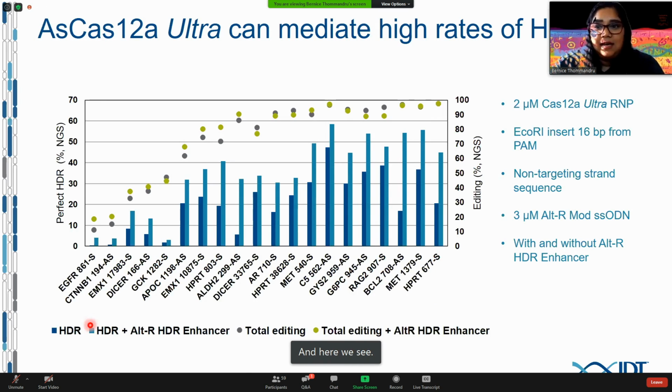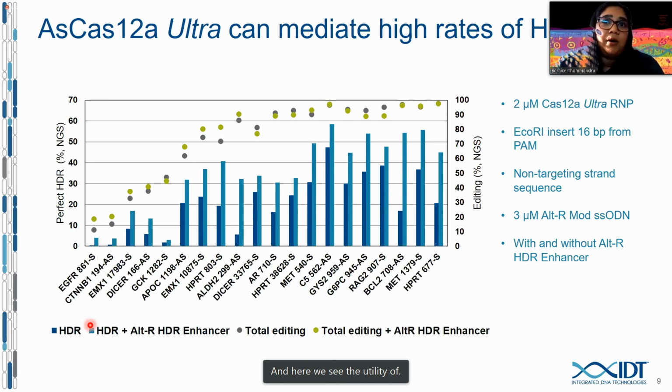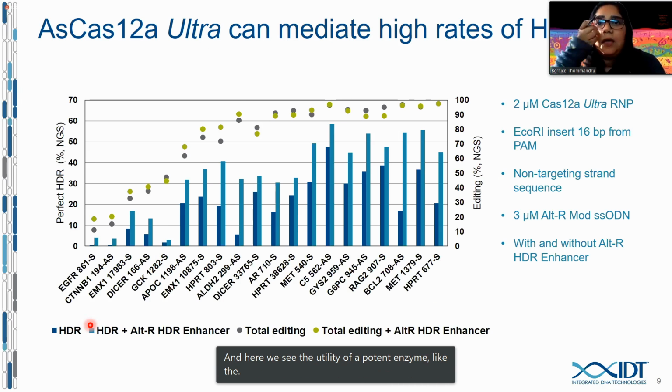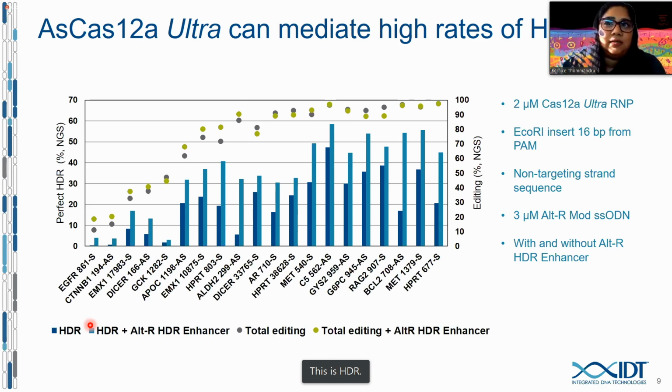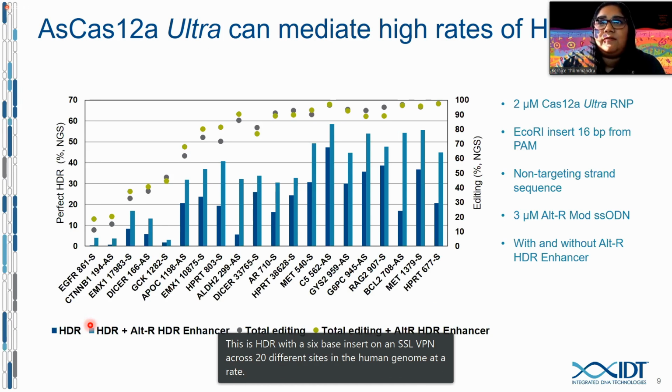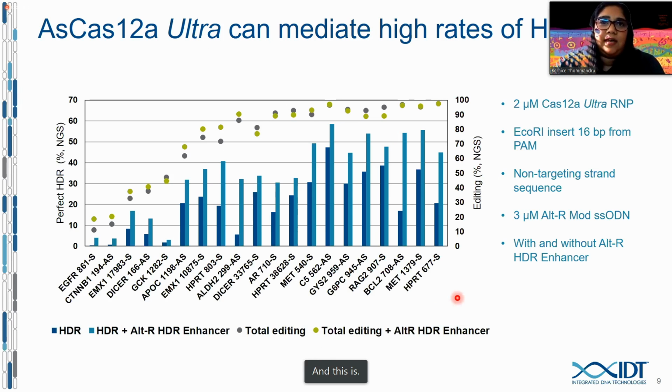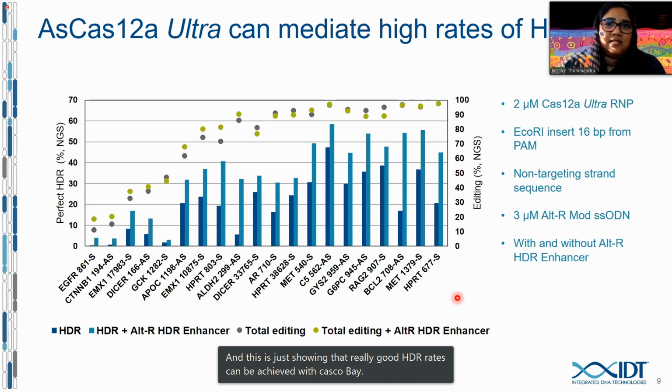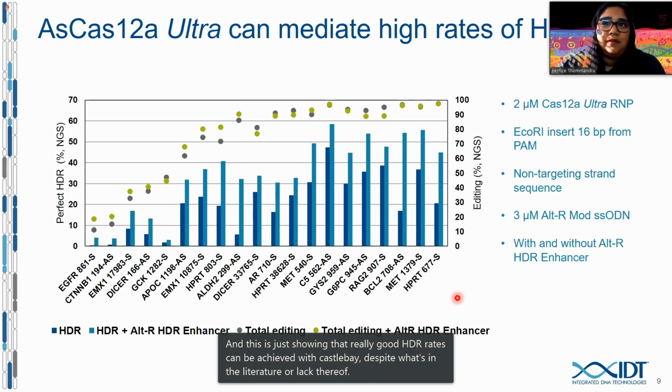And here we see the utility of a potent enzyme like the Ultra mutant. This is HDR with a 6-base insert on an SSODN across 20 different sites in the human genome at a range of editing levels. And this is just showing that really good HDR rates can be achieved with Cas12a, despite what's in the literature or lack thereof, that we find Cas12a to be a really great tool for HDR as well.